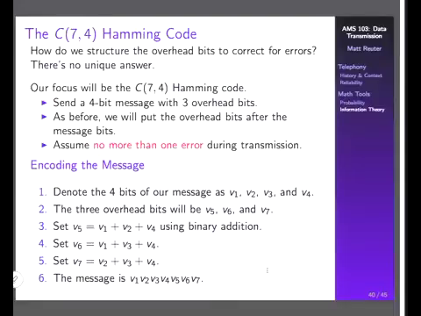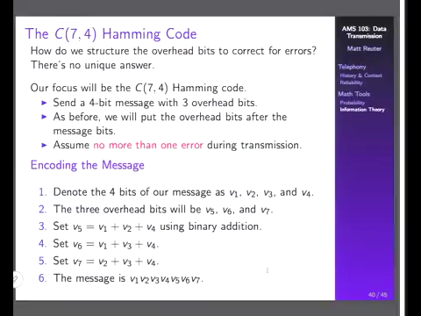The way the C74 Hamming code is going to work is we're going to send a 4-bit message. So whatever message I'm going to try to send to you, we're going to have to break it up into these 4-bit pieces. And for each of those 4 bits, we're going to add 3 bits of redundancy. Is that maybe a good ratio between information-carrying bits and overhead? 4 to 3?